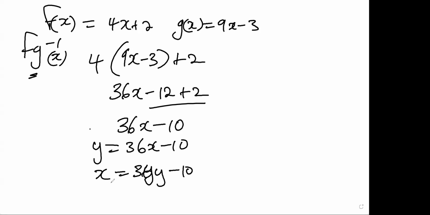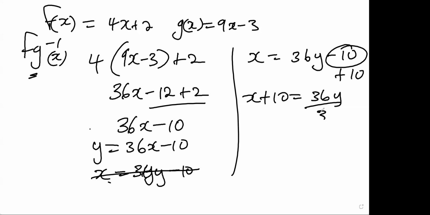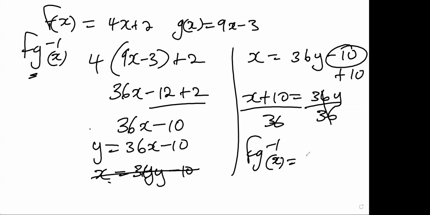This will be 36, sorry. Just write it up here. Remember the same thing, 36. All right, so we solve for y now. We get rid of this, which is plus 10. Anything added to one side, added to the next side. Then, of course, you divide by 36. So FG inverse of x is equal to x plus 10 over 36.